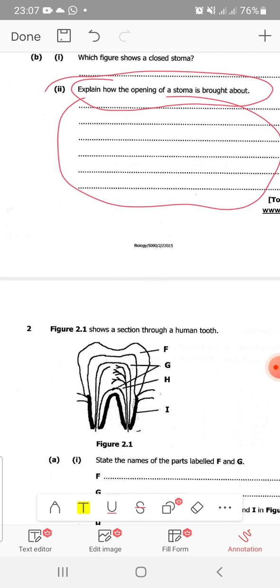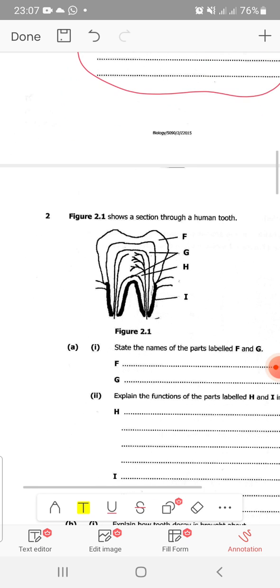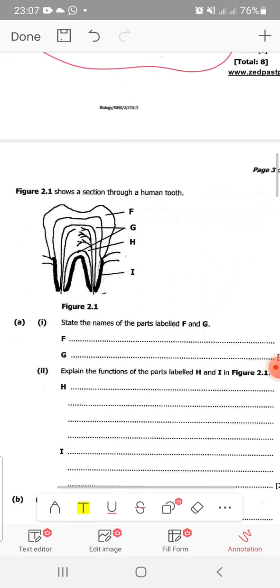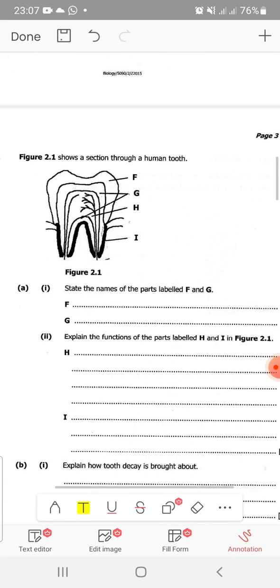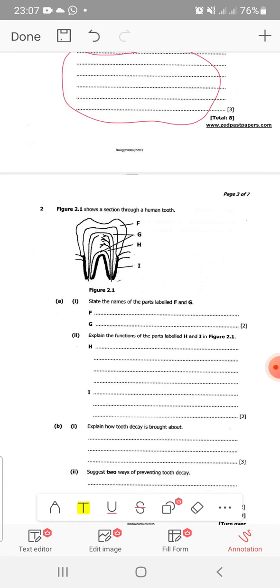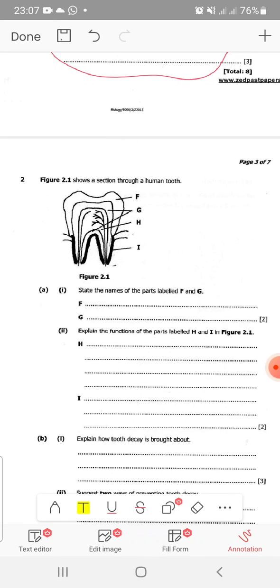Question 2. Figure 2.1 shows a section through a human tooth. If you look at this diagram, you are supposed to identify these parts even before you read the question. That helps you to study better.